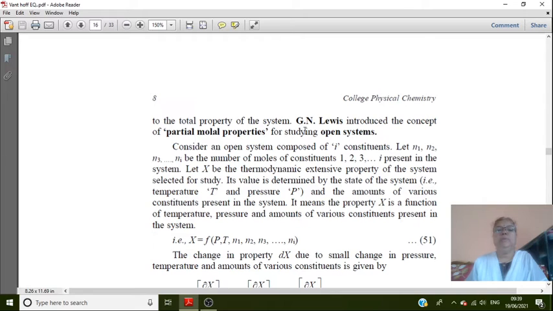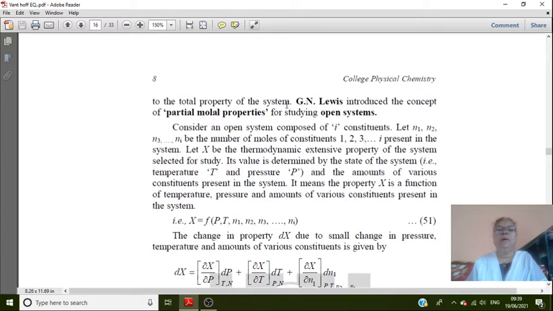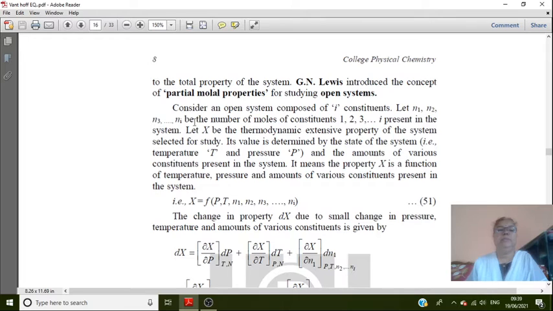So, the scientist G.N. Lewis introduced the concept of partial molar properties for studying open systems.